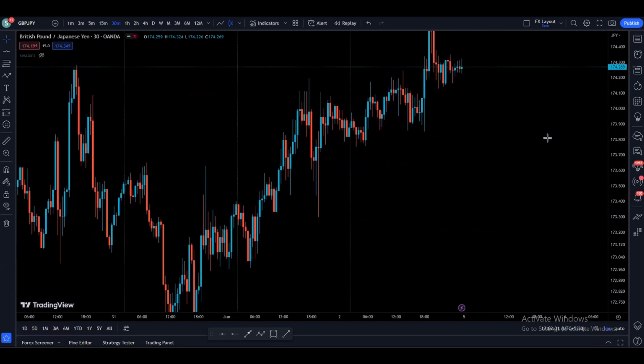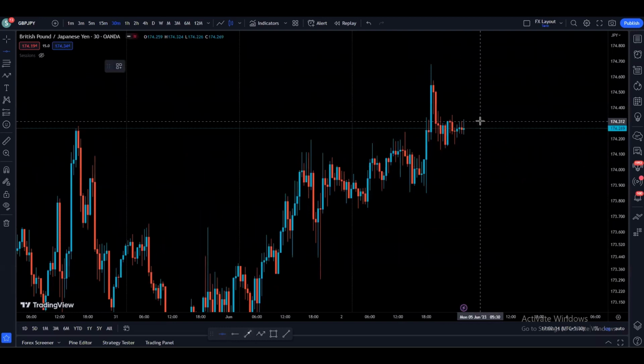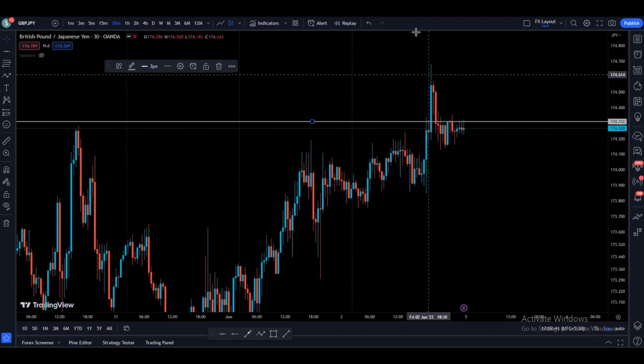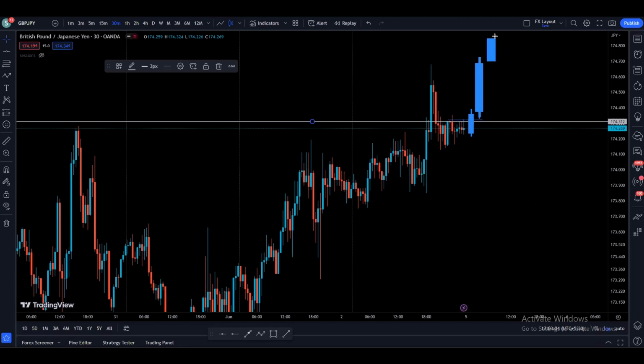So if we look a little bit more closely, we can see that we have this resistance. As we have already created a high, if we get a 30-minute candle close above this resistance, that will indicate the break of this resistance. And as we have already created a high in this area, it becomes a pretty high probability for the price to come up and reach the previous high and hopefully make a new higher high on the 30-minute time frame. So that is something we see on the 30-minute time frame.